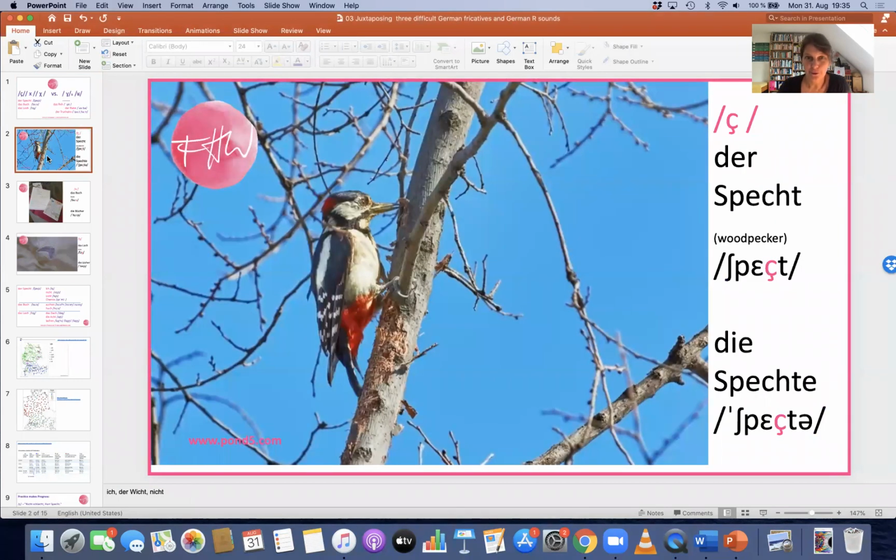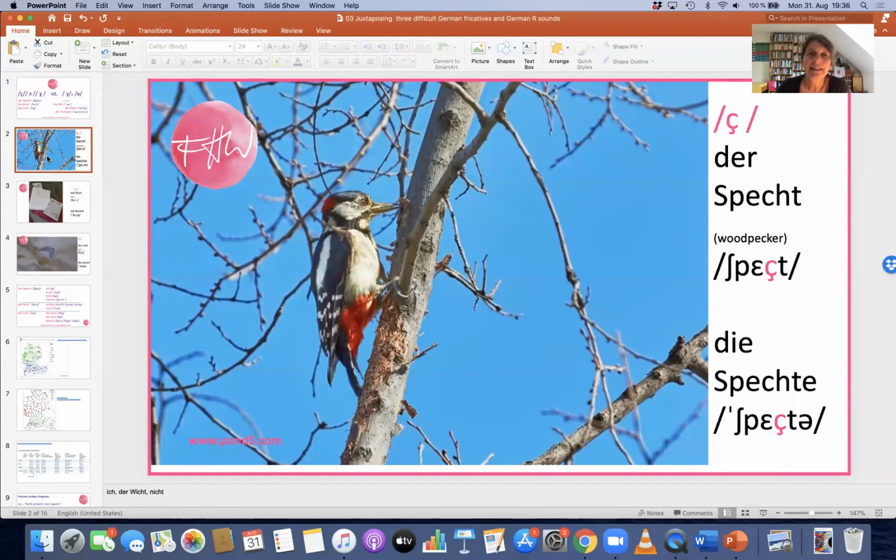Now, for those of you who know me, you will know that I have assigned a nice image to every sound that German has. And the idea is that we anchor in the sound with the word and the image. And so we get an intuitive and an emotional and an auditory relationship with the sound in the context of a word. So this woodpecker, this cute bird, represents the sound ch, and the woodpecker is der Specht.